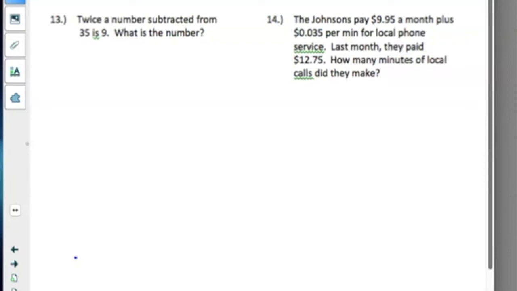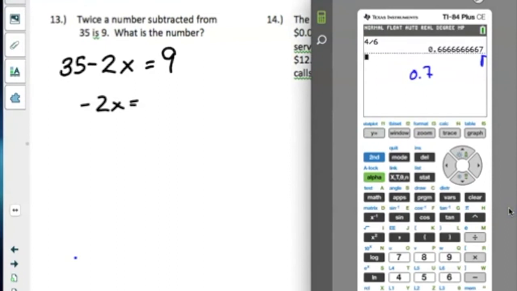So twice a number subtracted from 35, twice a number, and that number is unknown. Twice a number subtracted from 35 is 9. So I'm going to subtract 35 from both sides. So I got -2x is equal to 9 minus 35. Remember, some people, when they're doing this, they don't believe me when I come up with 26. So it's going to be -26.